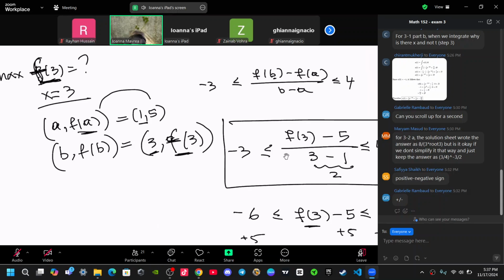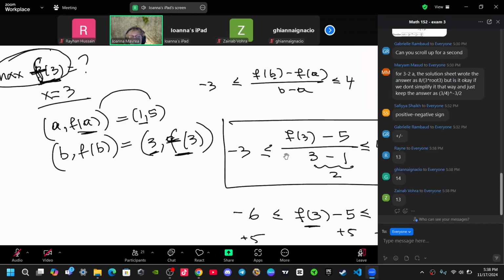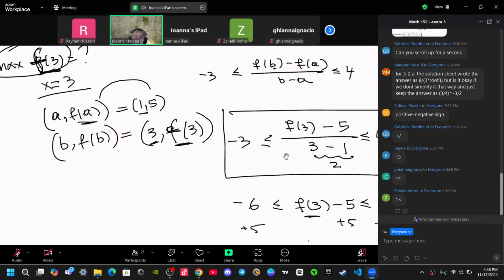So now the question is, can you tell me the maximum possible value of f(3)? What's the maximum possible value of f(3)? 15.